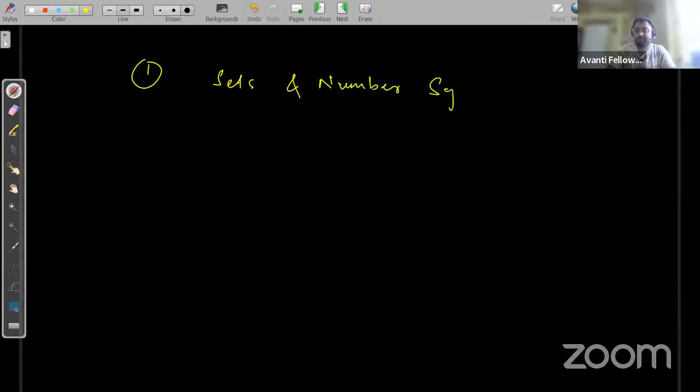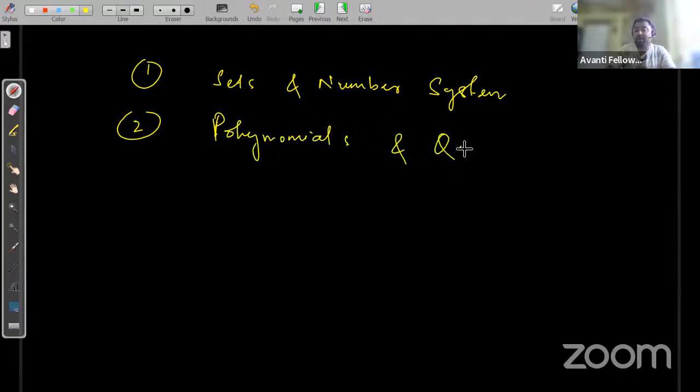So first we'll cover sets and number system, right? Second thing, we'll go through polynomials and quadratic equations also. All of you know what a polynomial is. Polynomials and quadratic equations. All of you are very comfortable with polynomials and quadratic equations, right?